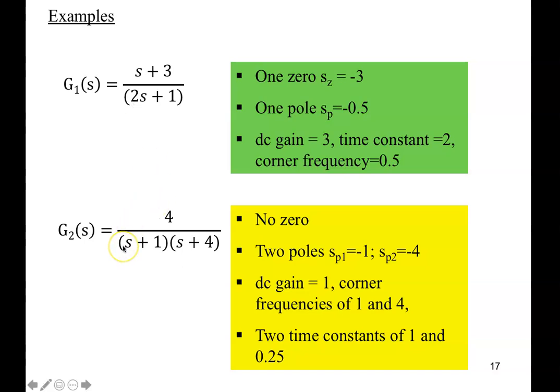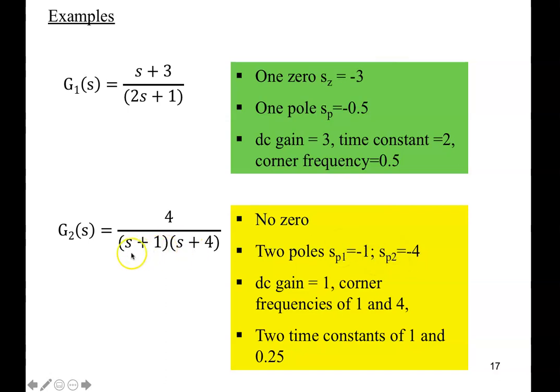For the second example, I have G2. And this time, if I want to find zero, I can't, because I cannot equate the numerator term to 0, because the numerator is a constant. 4 can't be 0. So in this case, there is no zero. And I can find 2 poles. If I equate the denominator terms equal to 0, I have s minus 1, s minus 4, 2 poles.